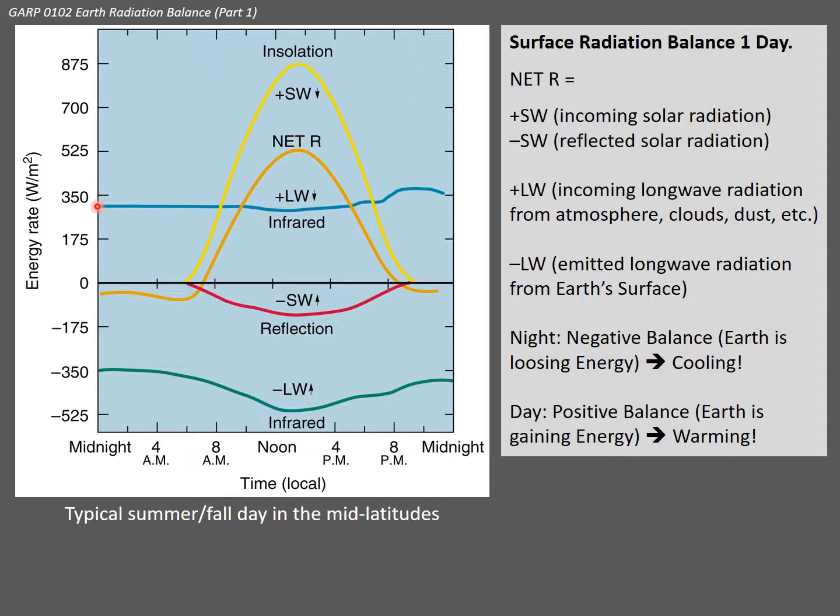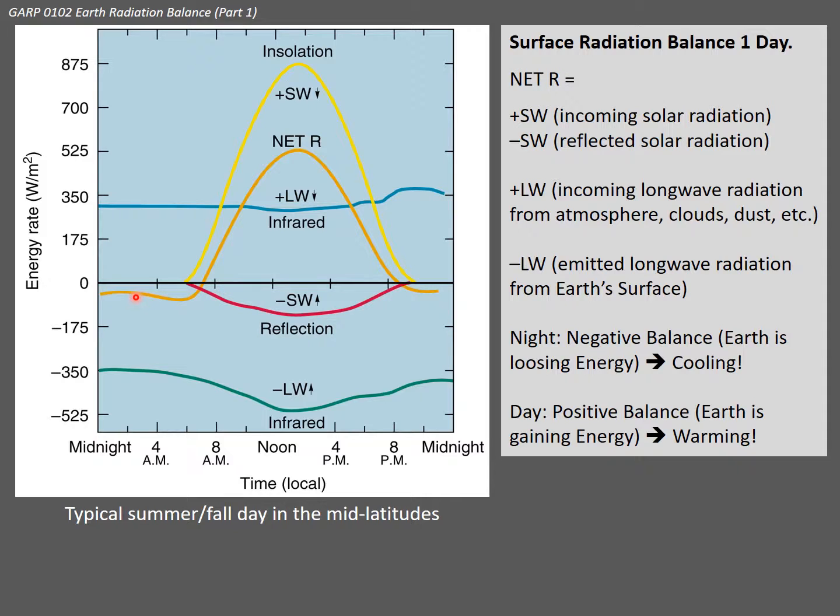And then we have the blue line, which is the amount of long-wave radiation that the atmosphere sends back to the surface of the Earth. And that's relatively constant because the temperature of the atmosphere is pretty constant. And the only weird thing is that increase here at night, which is presumably because some clouds came in on that particular night.